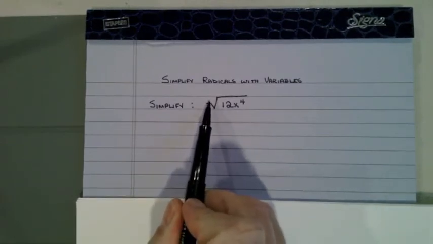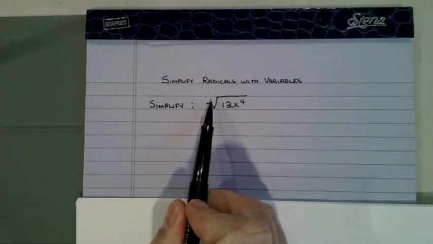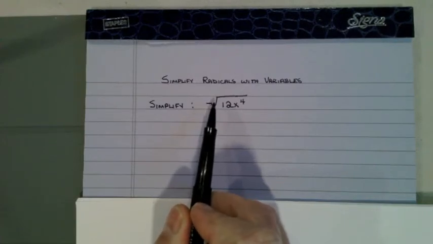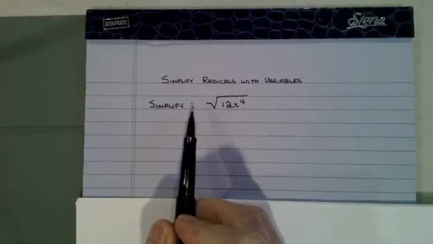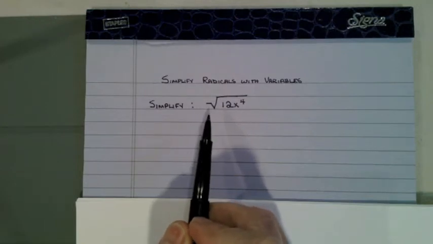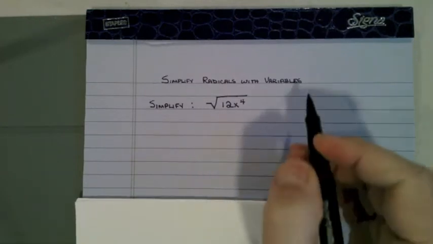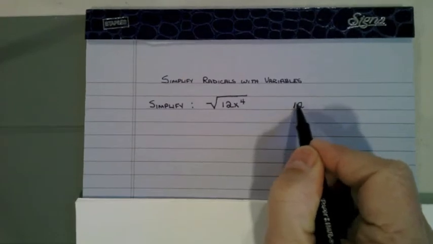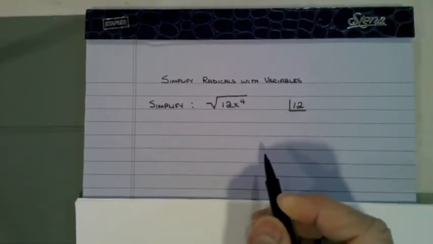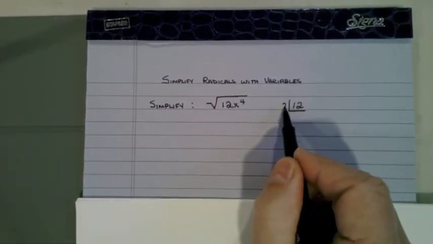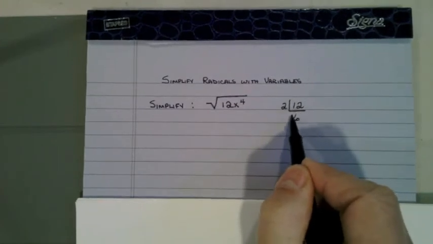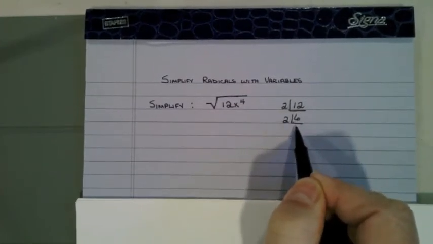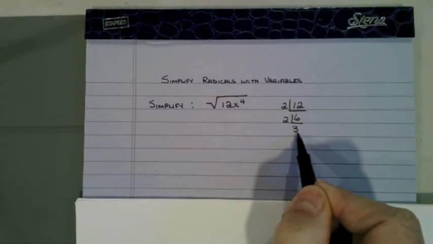Look at the index right here. There's no index. That means there's an index of 2. We're looking for pairs. If I have a pair of a number, I can set it on the outside. Any singles I have left over go on the inside. So 12, make an upside down division bar. 12 divided by 2 is 6. Keep using 2 until I can't use it anymore, and keep going until I get a prime number.